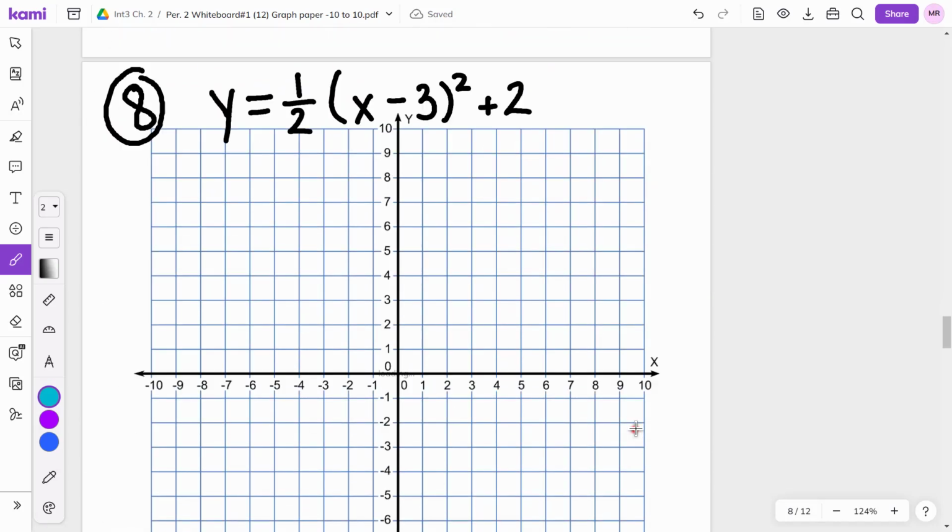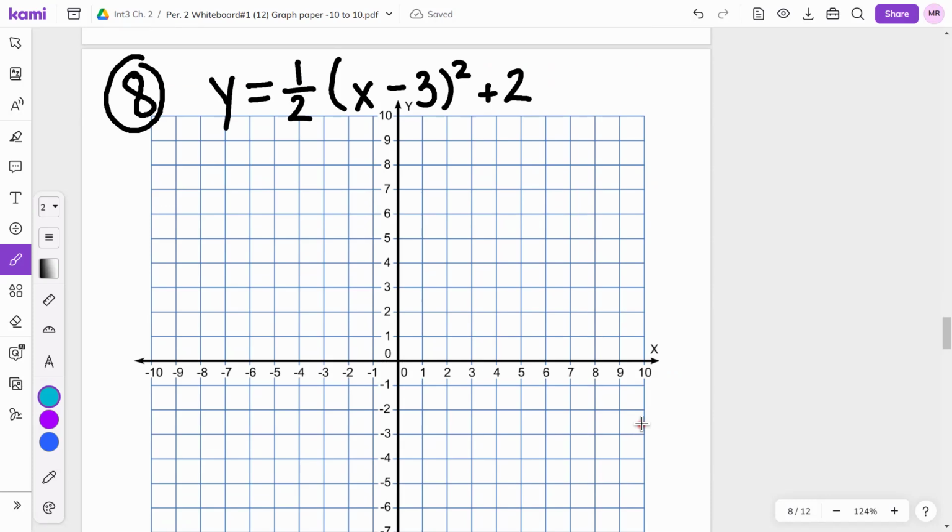On number 8, this one is a parabola. So for this one, I'm going to have 3, comma 2 as my locator point, but vertex. So I'm going to go to 3, comma 2. So 3, comma 2. I'm going to put that point there. This is like my 0, 0. This is where I'm going to start. I've already moved it right. I've moved it up. So now I'm just focusing on basically graphing y equals 1/2 x squared.